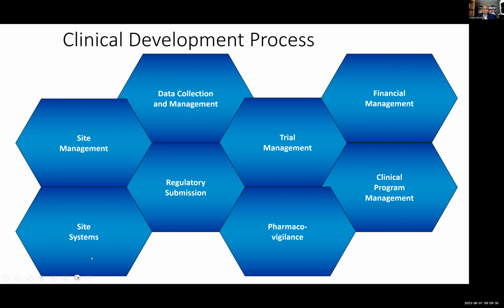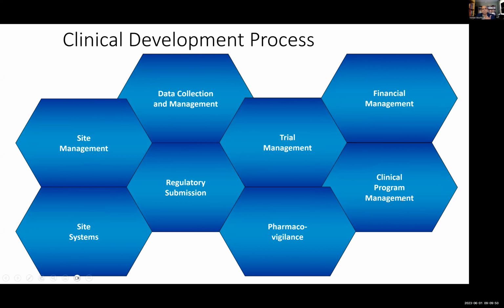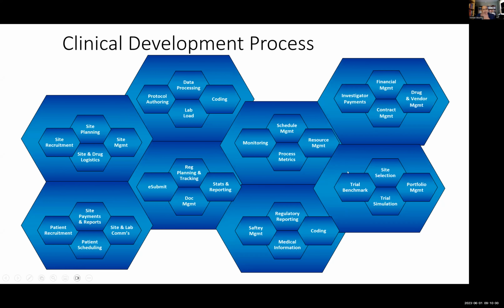See, site management, site systems, regulatory submissions, data collection, trial management, pharmacovigilance, financial management, and clinical program management. Everything is there. See, multiple sites. Normally we have only single sites, but in clinical trials, we are conducting multiple sites. For example, with the COVID vaccine, we conducted multiple sites, meaning across the globe we conducted the trials. So this is the clinical development process. This is the way we conduct clinical trials, particularly for multi-center studies.